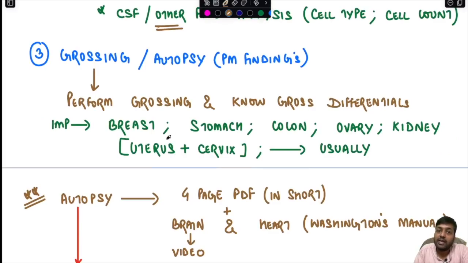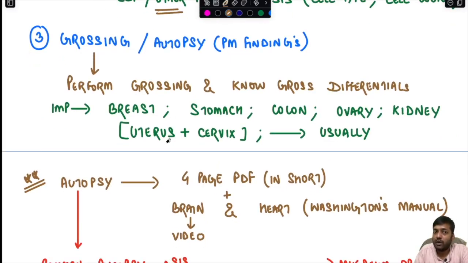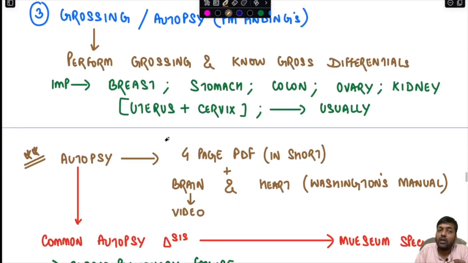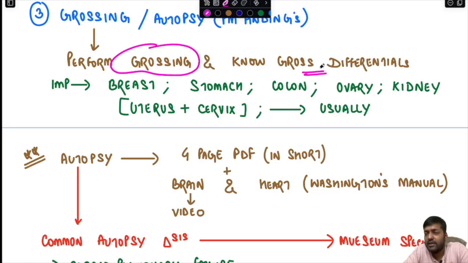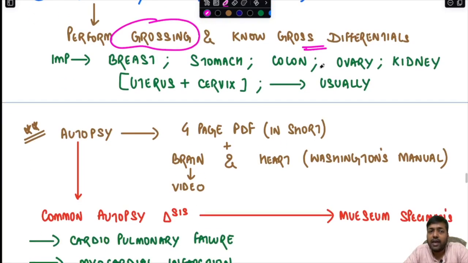Then comes the grossing and autopsy. Autopsy, that is the post-mortem finding. So first, about the grossing, you have to perform the grossing with your own hands. You have to do the grossing in front of the examiner, and the examiner might ask questions related to the grossing procedure or the gross differentials. The most important specimens which are kept for the exam, you will come to know about before your exam only, because they will keep them aside for the exam separately.